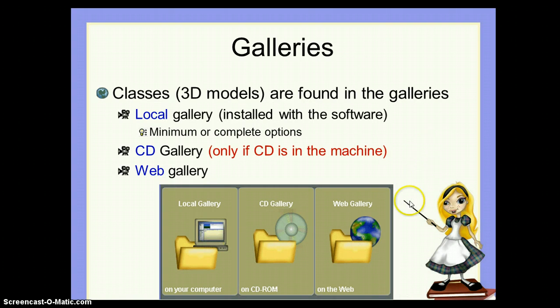So where do you find them? Well, you have 3 choices. The CD gallery is only going to work if the CD is in the machine. You got a CD with your book. What we're mostly going to be using is the local gallery, and this gets downloaded with the program. If you're at school and you're using a school program, Alice 2.3 has been downloaded onto all of those, and it has a local gallery with a bunch of options. But if you don't see what you're looking for, give it a shot. Go online to the web gallery, again at www.alice.org, or look on the CD. But really, I think the local gallery should give you what you want.